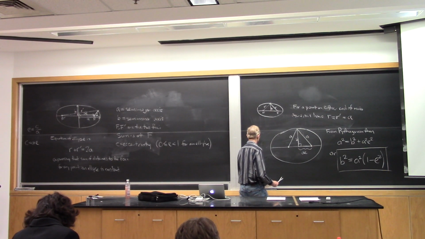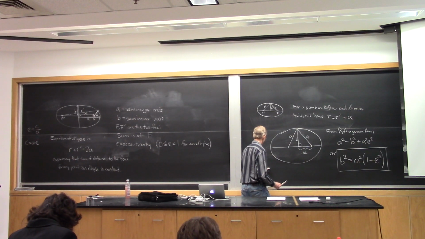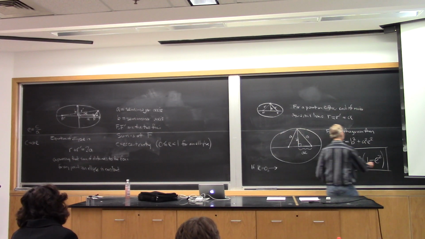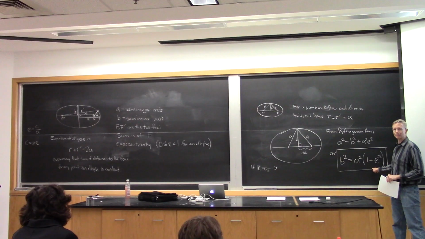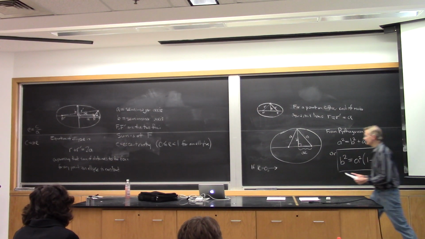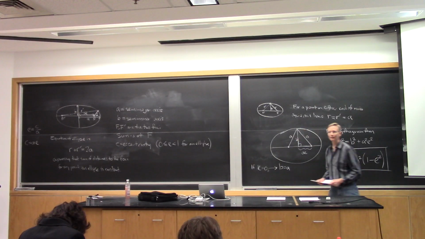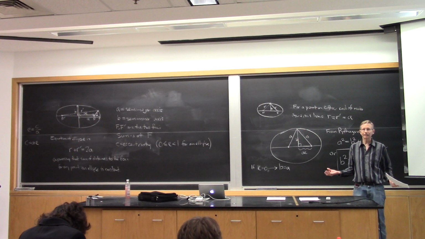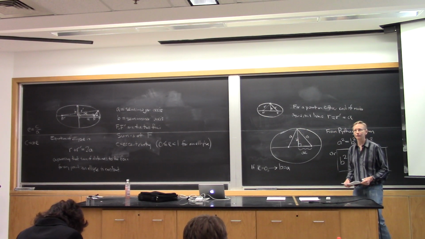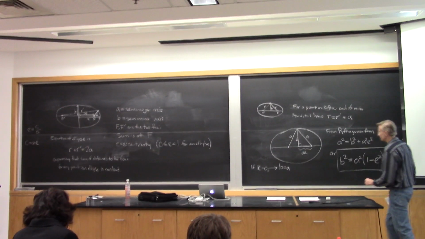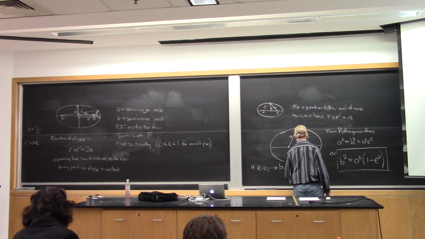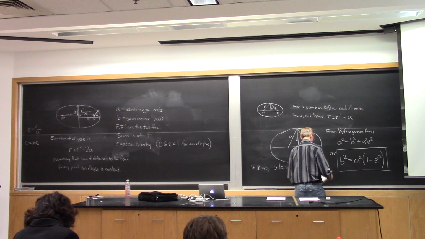If E equals 0, what does that say here? If E is equal to 0, how are B and A related? They're the same. If E equals 0, B equals A. Does that make sense? Because that means it's just a circle, right? Circle. So that's consistent.